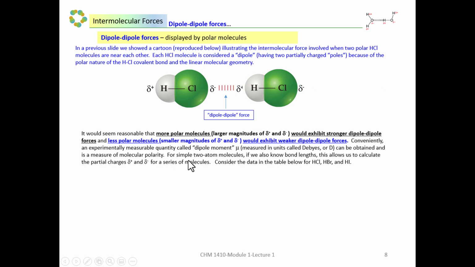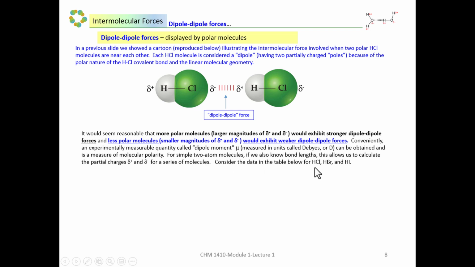If the molecules we're talking about are just simple two-atom molecules like HCl, and we know the bond lengths, the distance between the center of the hydrogen and the chlorine atom, we can actually calculate a number for the partially positive and negative charges on each end of the molecule.